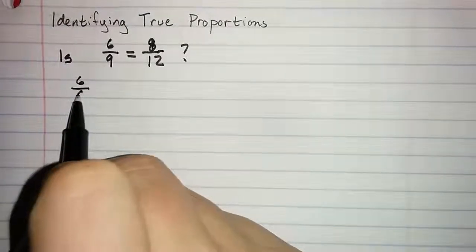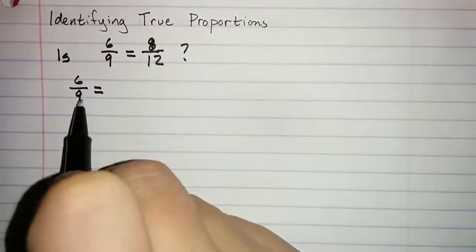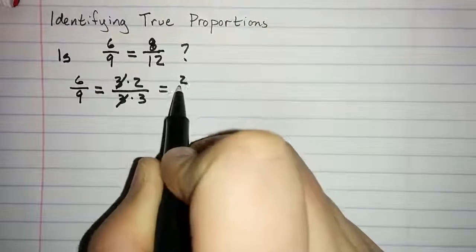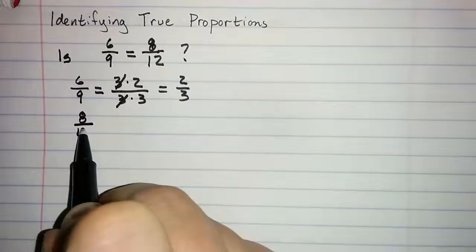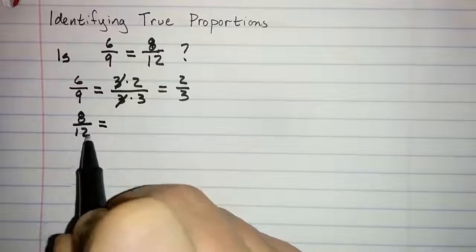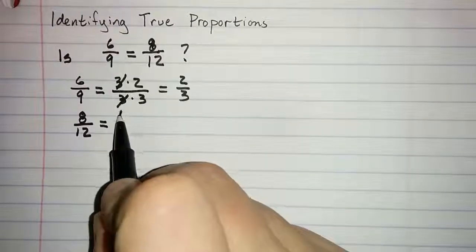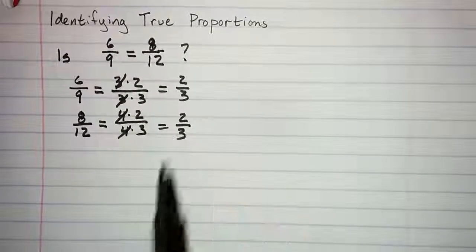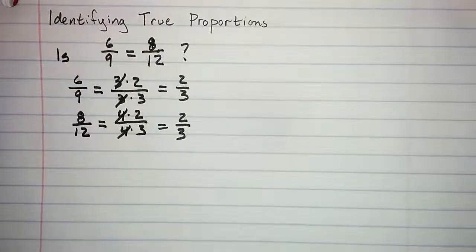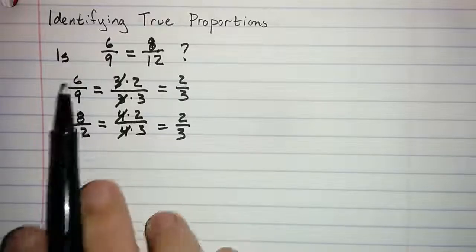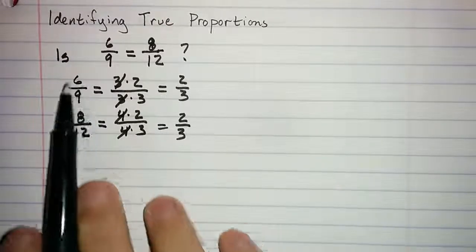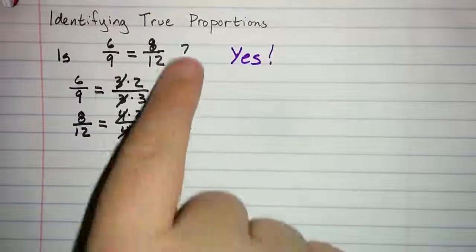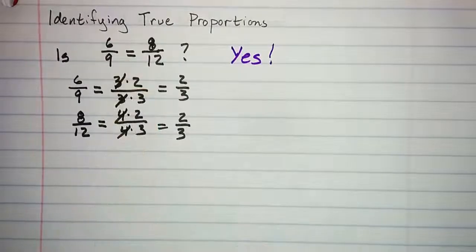Well, 6 over 9, these numbers have a common factor of 3. Canceling that out, we get 2 over 3. 8 over 12, these two numbers have a common factor of 4. Canceling that out, again we get 2 over 3. So, because each of these ratios is equal to 2/3, they are equal to each other. So yes. Alright, that's all well and good for this proportion.